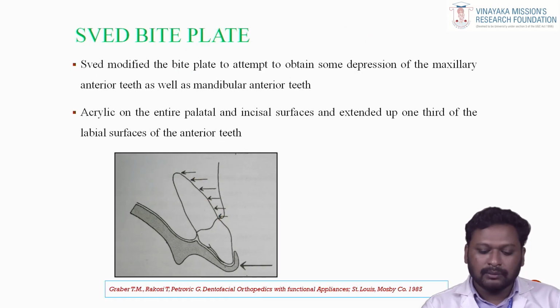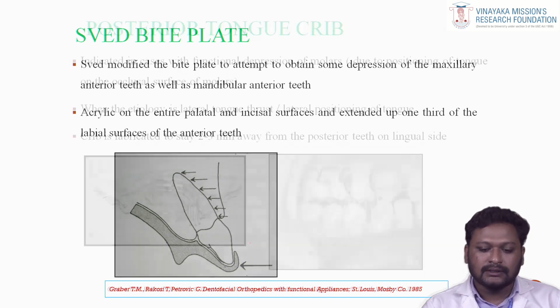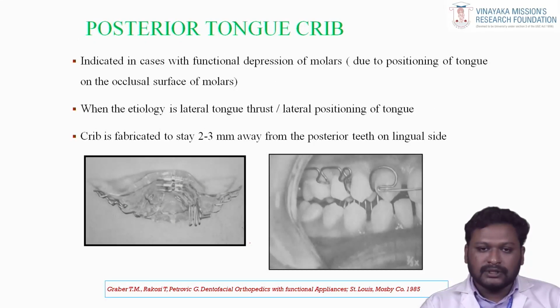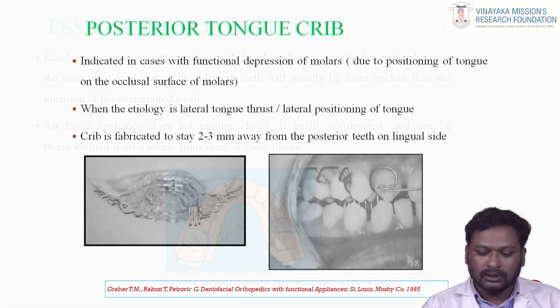Similarly, the sved bite plane is a modification of the anterior bite plane in which only incisal capping will be present, and that will prevent proclination of the upper incisors. Then the posterior tongue crib: if the patient has a lateral tongue thrusting habit, that lateral spread of the tongue will prevent the eruption of the molars. So in those cases we have to give a posterior tongue crib. Look at the tongue crib.